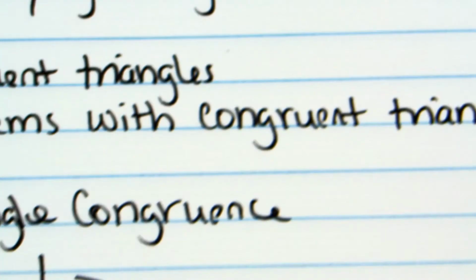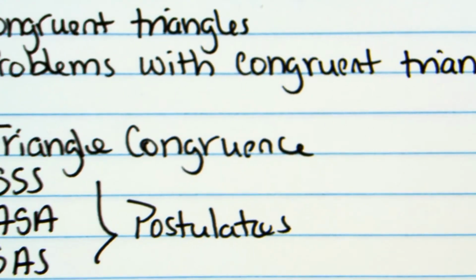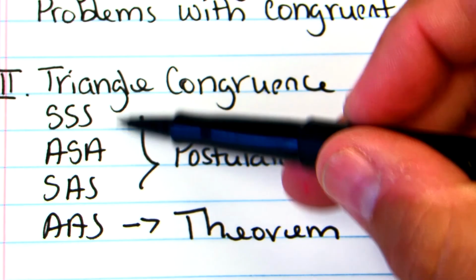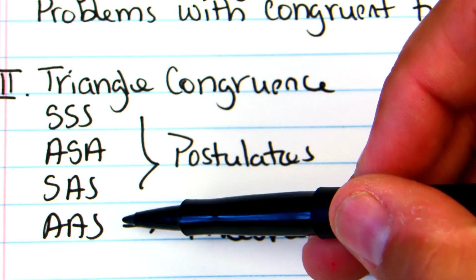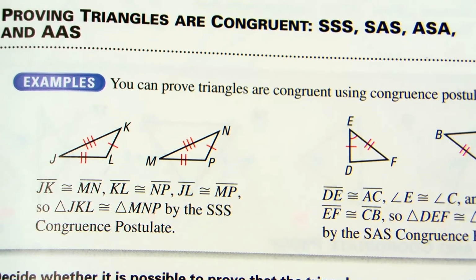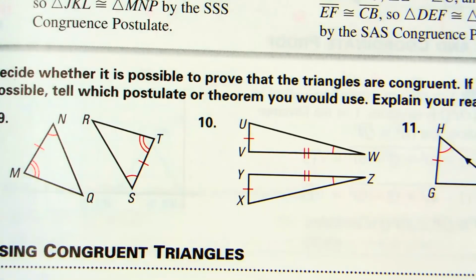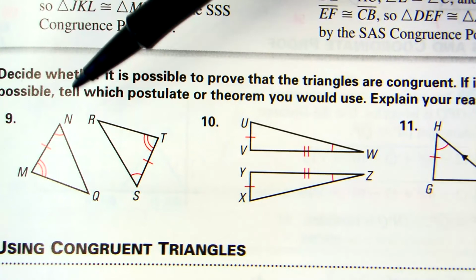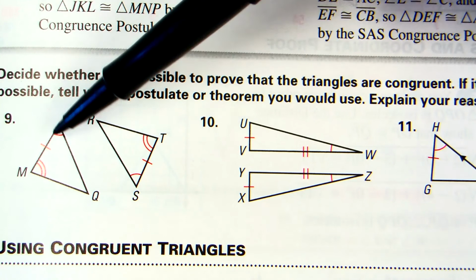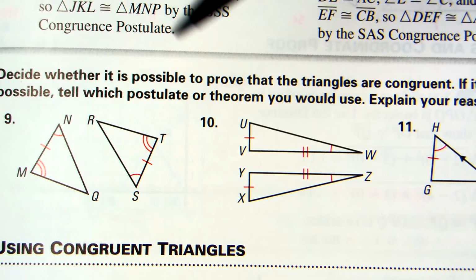Okay, 4.3 and 4.4 deal with triangle congruence. Now there are three postulates and one theorem. Side, side, side, angle, side, angle, side, and angle, angle, side. So when they give me, for instance, in our book, on page 253, if I look at number 9 right here, this would be angle, side, angle. So they are congruent based on angle, side, angle.